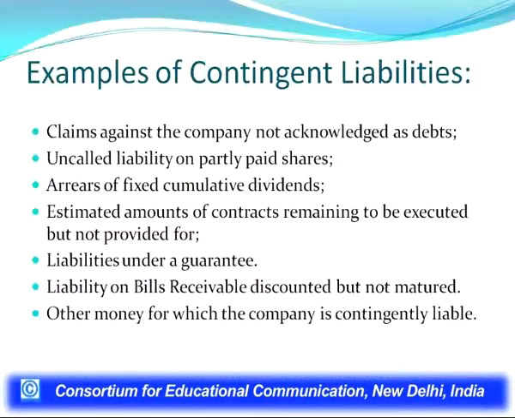Then estimated amount of contracts remaining to be executed but not provided for. Suppose the firm has given a contract of rupees 20 lakh for construction of a building. Out of that, rupees 10 lakh has already been paid, the building is not complete. So, the rupees 10 lakh are to be paid in future when the building will be complete. So, this is the estimated amount of a liability on the contract which is to be executed, and the company has not made provision for this.